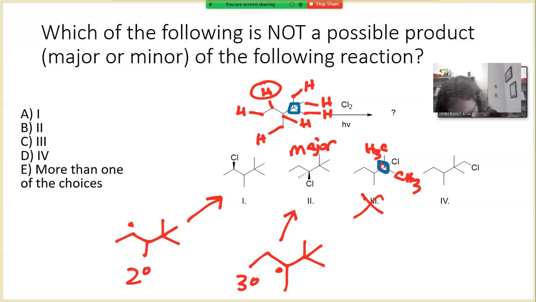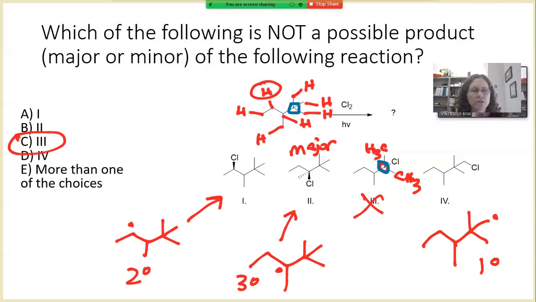If we take a look at the fourth molecule, this one is coming from a possible radical intermediate. It's not very stable. It's a primary free radical, but it's technically possible. It would be a very minor product. So molecules 1, 2, and 4 are all legitimate possible products, major or minor. Only molecule 3 is not possible. So the answer to this question is C.